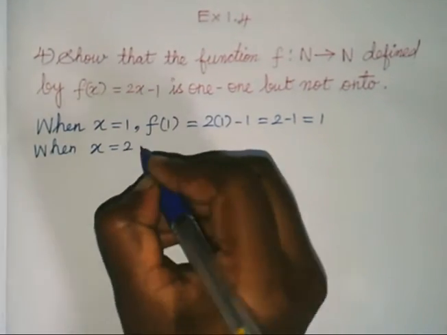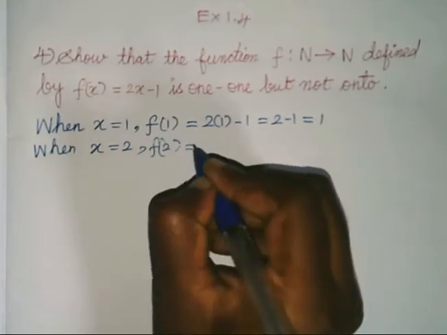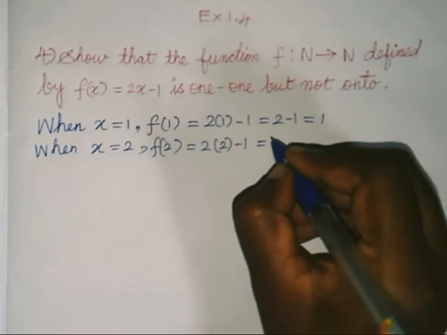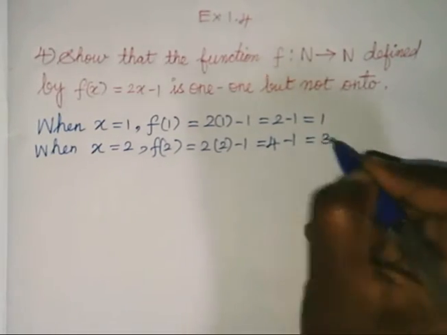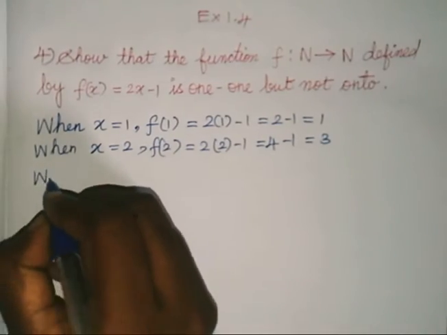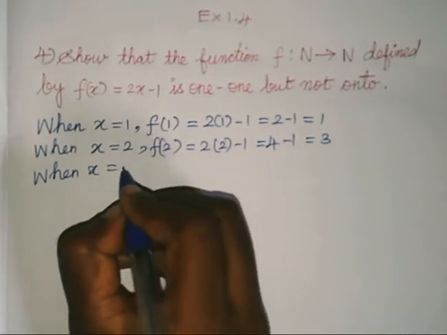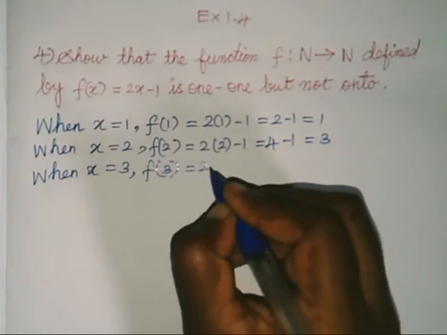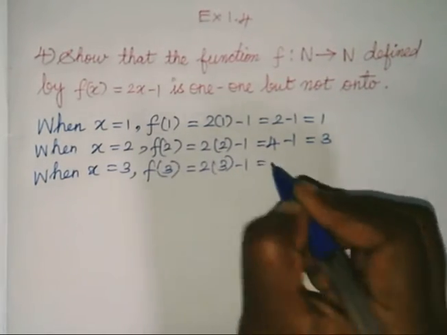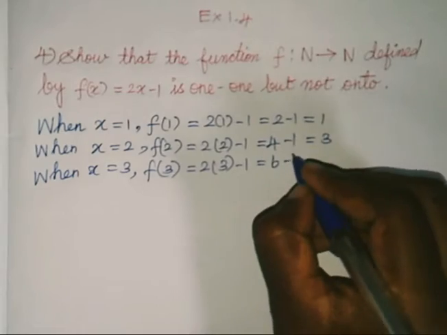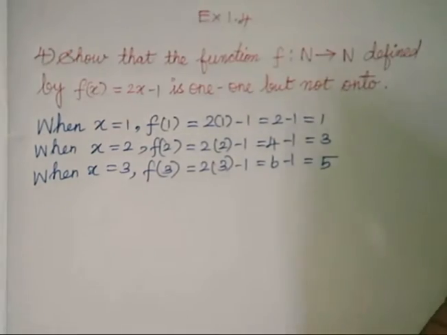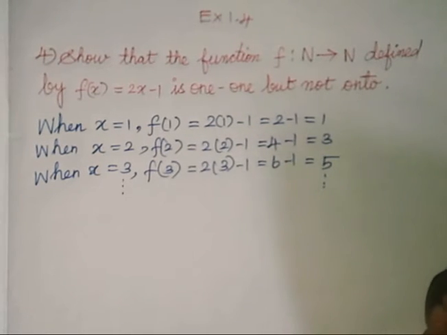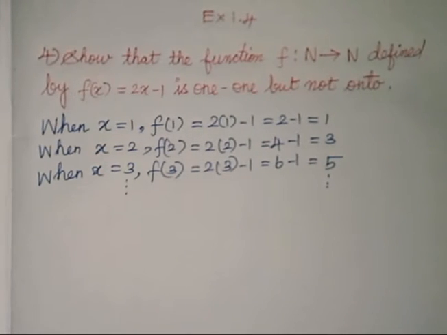Then when x is equal to 2, f of 2 is equal to 2 into 2 minus 1. 2 twos are 4, minus 1, which is 3. Then when x is equal to 3, f of 3 is equal to 2 into 3 minus 1. 2 threes are 6, minus 1 is 5.